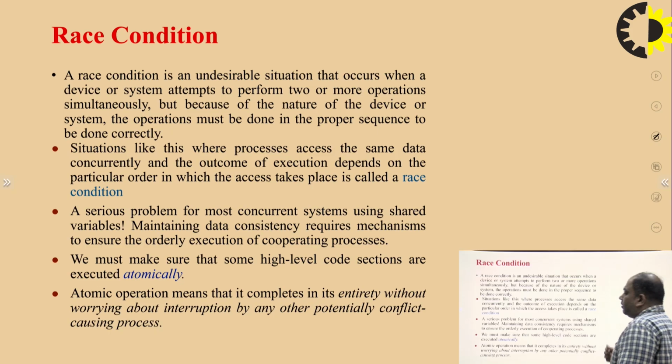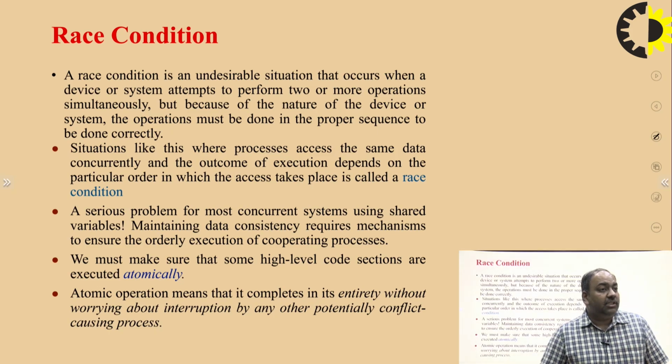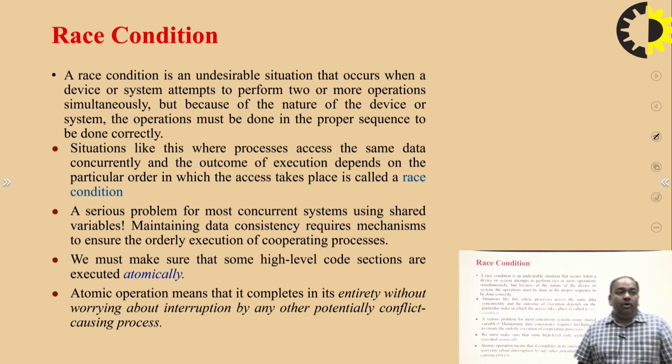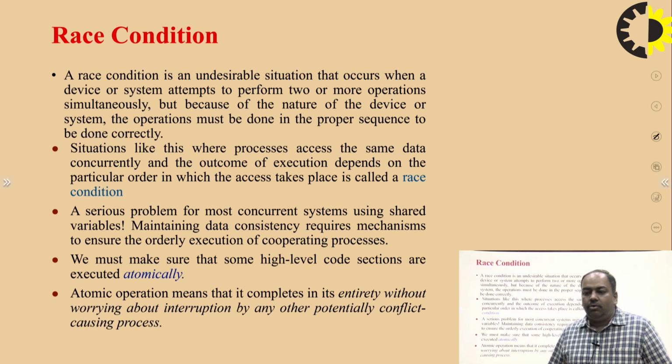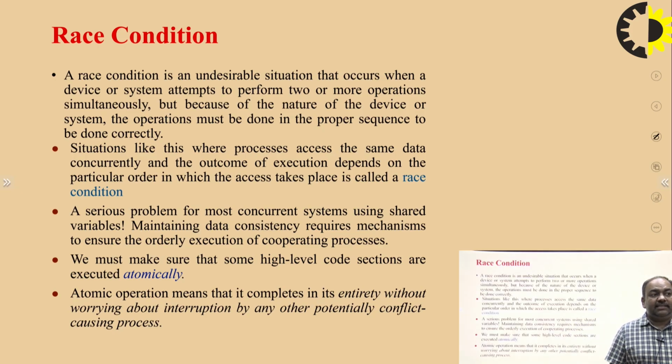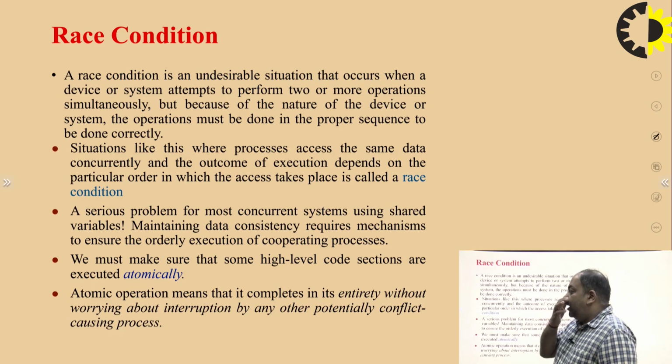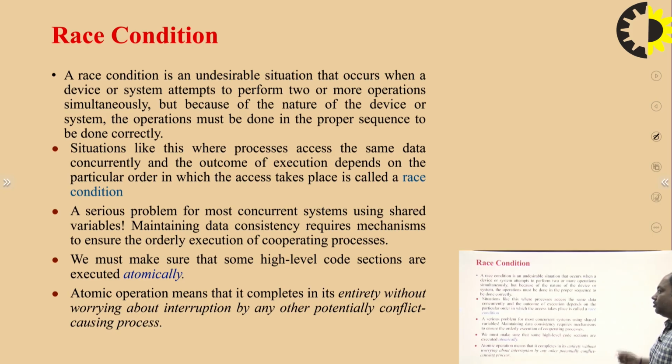So first I talk about the race condition. It is an undesirable situation that occurs when a device or system attempts to perform two or more operations simultaneously, but because of the nature of the device or system, the operations are not executed properly. So a situation arises where processes access the same data concurrently, and the outcome of the execution depends on the particular order in which they are accessed. This condition is known as a race condition.